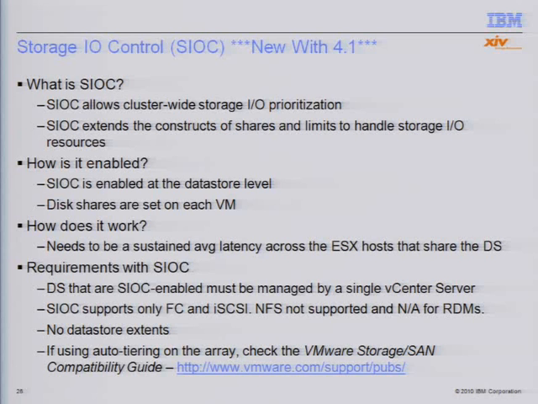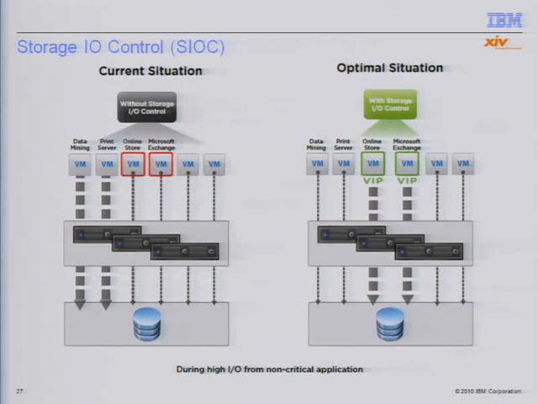So some requirements: SIOC enabled data stores have to be managed by the same vCenter server. It only supports iSCSI and Fiber Channel, no NFS or RDMs. And it won't work with data store extents. If you're using an array that has an auto-tiering feature in it, make sure it's on the hardware compatibility list. It's very important because there are some incompatibilities between their auto-tiering and how SIOC works. So make sure it's on that list and it's been approved.